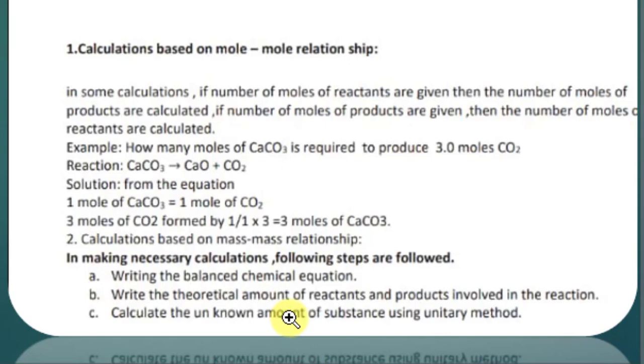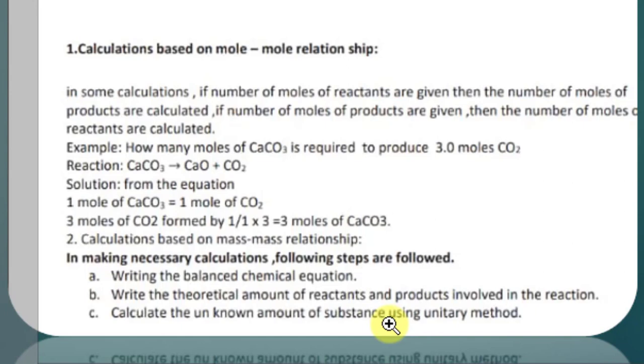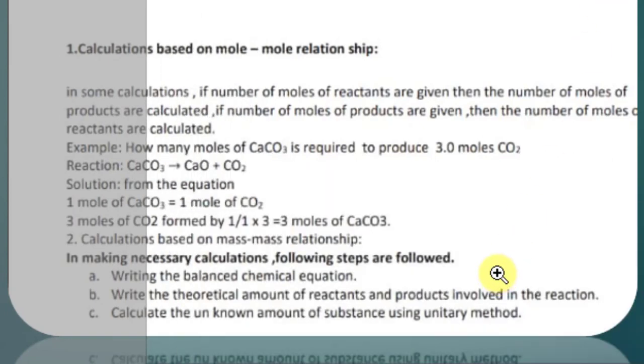Then second step is write the theoretical amount of reactants and products involved in the reaction. Theoretical amount means the number of moles of reactants that are combined and the moles of products that are formed. Next, calculate the unknown amount of substance using the unitary method. Then we will go for calculation by use of the unitary method.